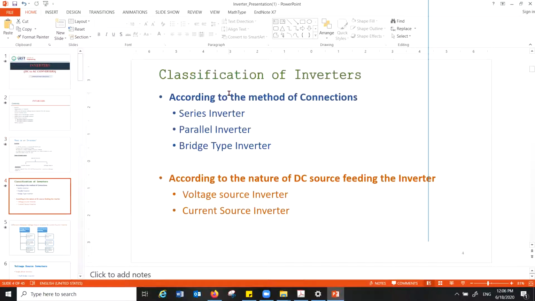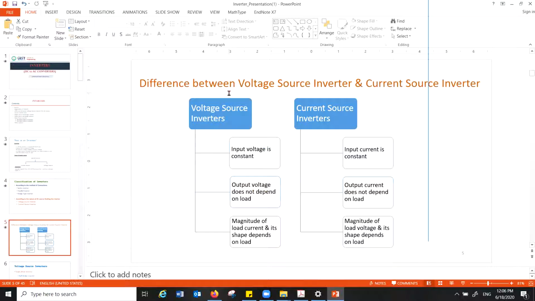And the classifications of the inverter. By method of connection, there are three types: series inverter, parallel inverter, and bridge type inverter. And according to the nature of DC source feeding, the inverter types are voltage source and current source. One is connection type, the other is DC source feeding type.